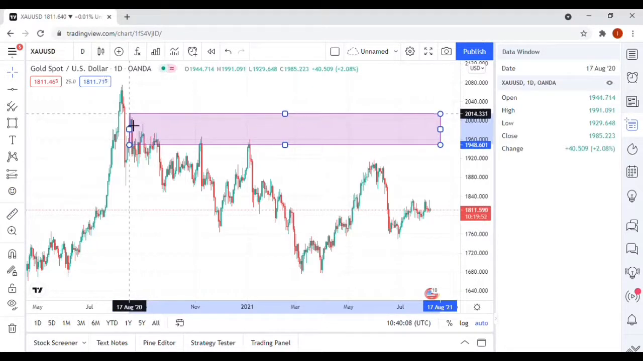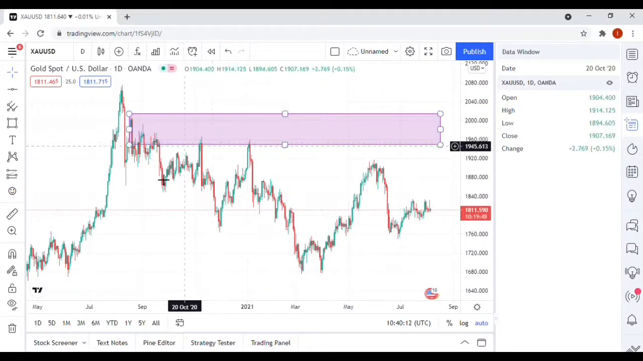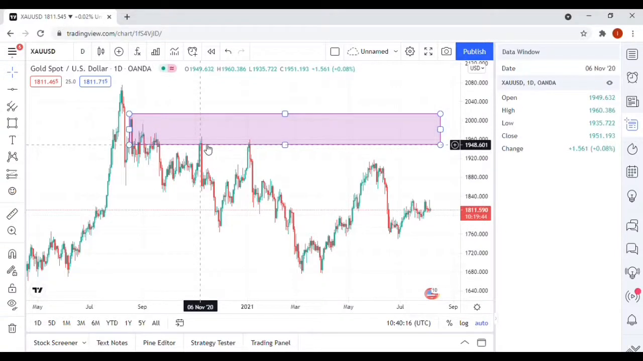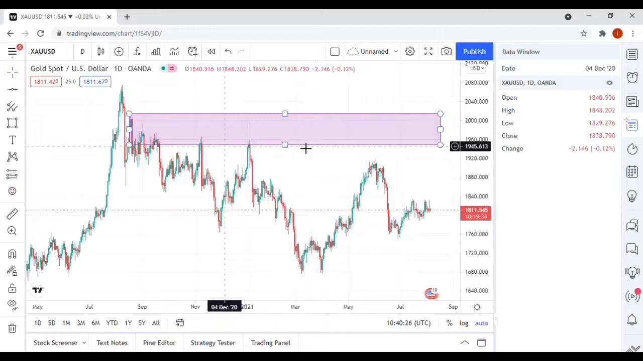So we're actually identifying this area based on these two candles here. As you can see, this is most likely to be the highest point at which price can go, and we're expecting price to go back down when it reaches this area.